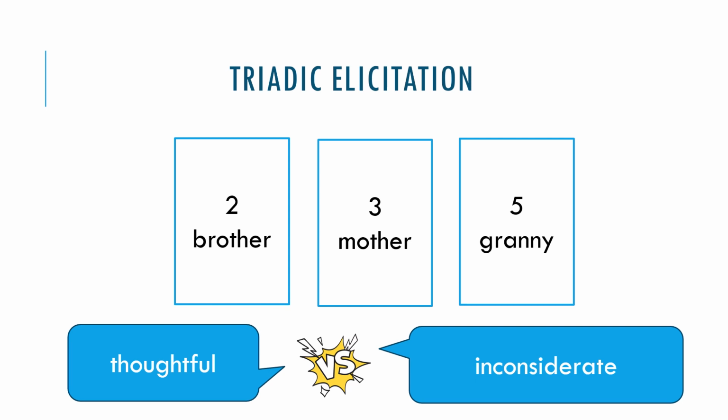It is important to remember that a construct is bipolar. It has 2 ends. The emergent pole of a construct is the construct that emerges in the conversation, so thoughtful in this case, and the opposite forms the contrast pole, inconsiderate.